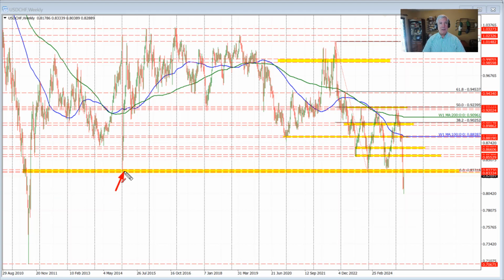Why? Because this area off the weekly chart was defined by a floor here. You can see the floor off the weekly chart going all the way back to 2014, 2015, and then in 2023, again in 2024. And this month, the price fell below this floor area, increasing the bearish bias, taking the price all the way down to this level right here.